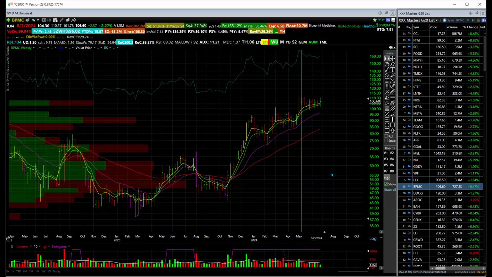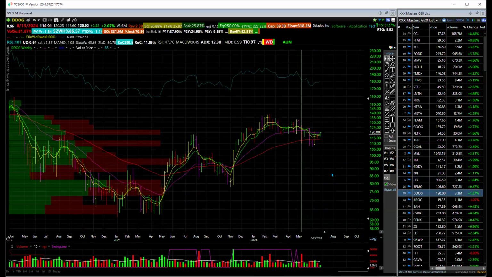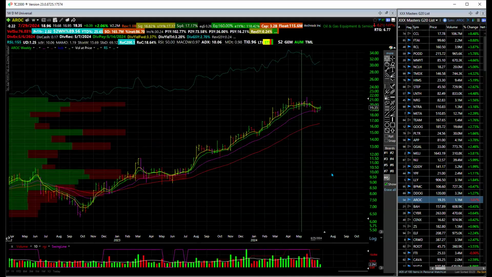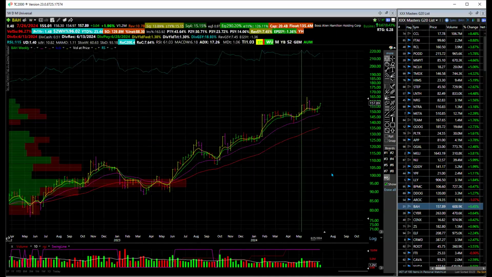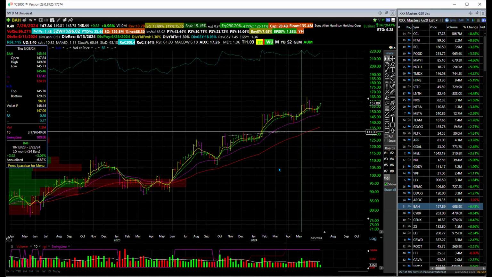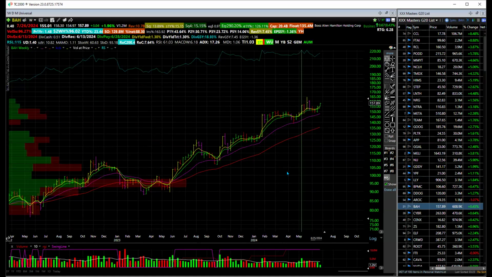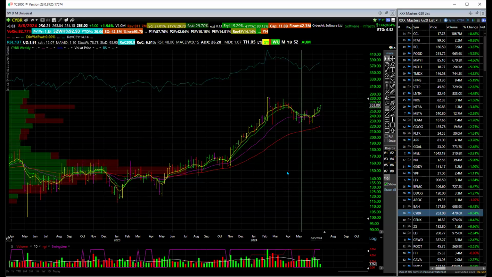Blueprint Medicines, not so good. Datadog, kind of a turnaround, but a little volatile. So this one's a little bit cleaner in a base. Double bottom action there. Booz Allen trending up, but it's had some consolidations and bases along the way already. CyberArk, that's clearly in a base.